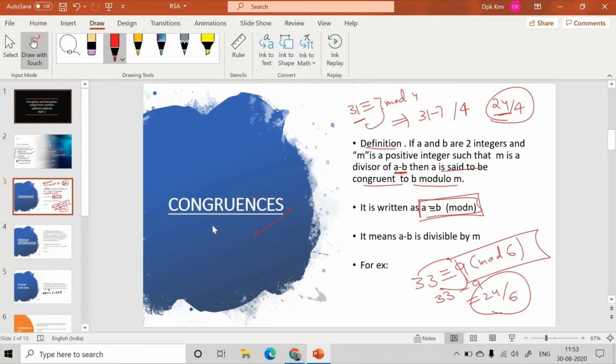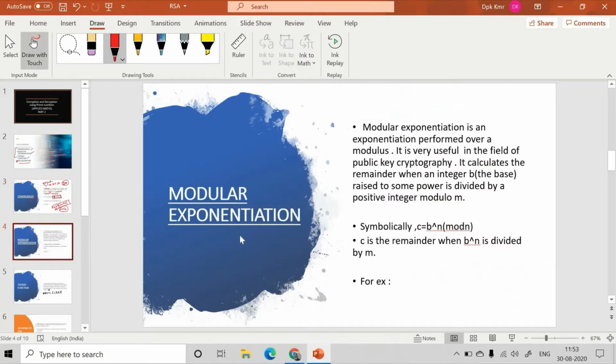So that was congruence. Now coming to the next topic, that is modular exponentiation. It is also related to modulo. So what do we mean by modular exponentiation? Before coming to the definition, I want to explain it using an example. Okay, so let's take an example here. I have 7 squared modulo 5. Okay, so this is modular exponentiation here.